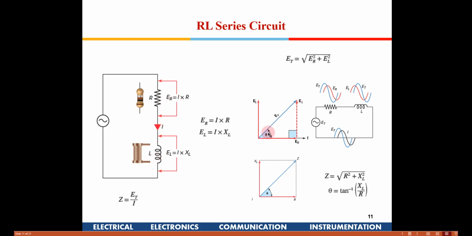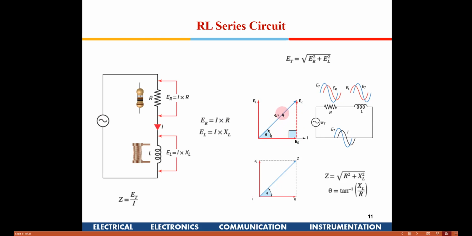Now if I make the phasor diagram out here, it is pretty simple. If the current is flowing in, say, X direction, the voltage across the resistance will be in the same direction, and the voltage across the inductor, EL, will be leading, and the total applied voltage will be the vector sum of these two voltages, ET, right.